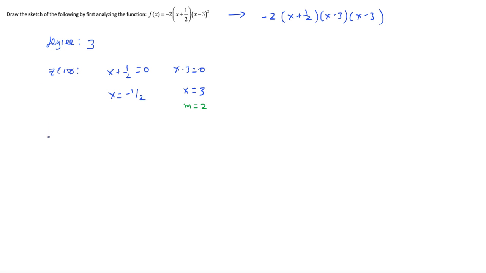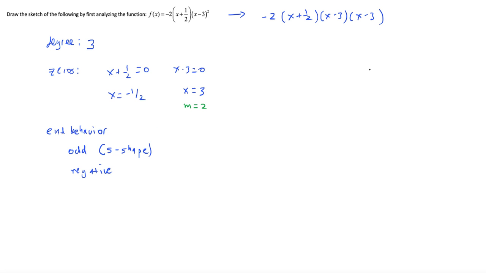So what is the end behavior of this going to look like? Well, let's take a look. We know the degree is 3, so this is an odd polynomial, which means we're going to have an S shape, not a U shape. But it's also negative. The leading term is negative. So what is that going to do? Well, it's just going to flip our graph over.